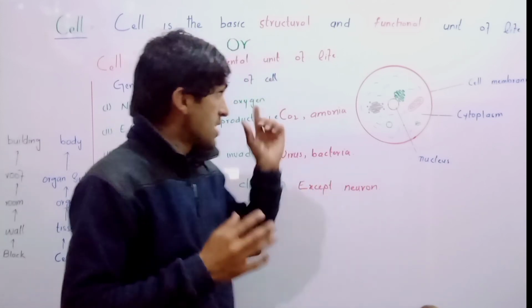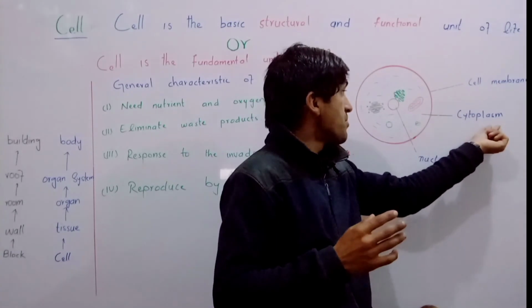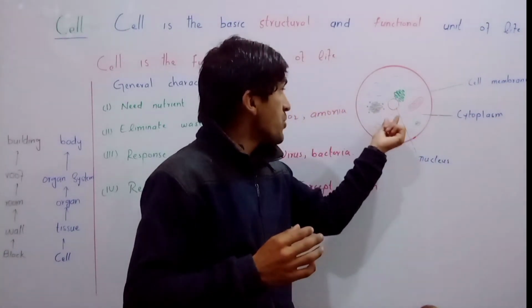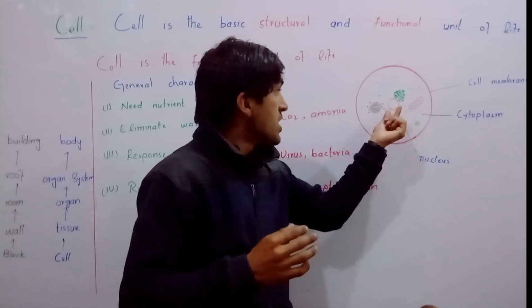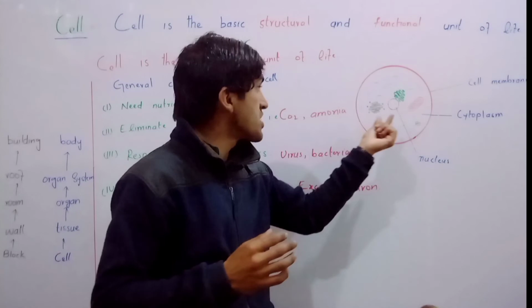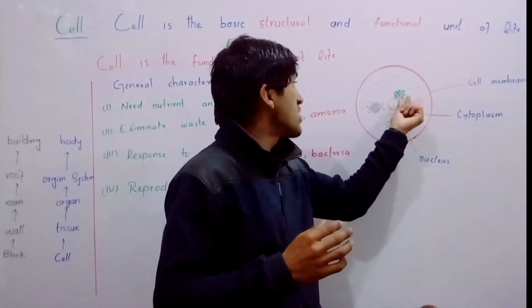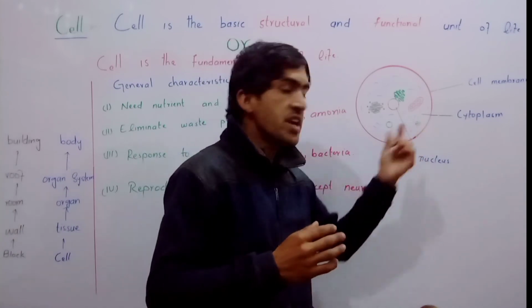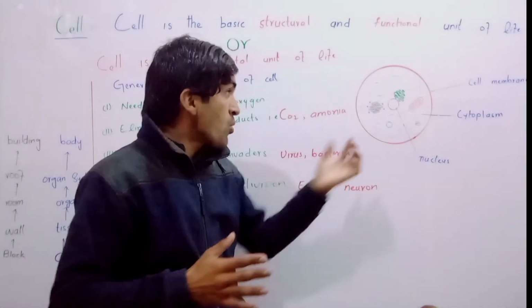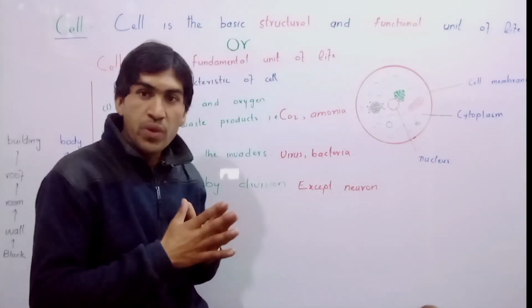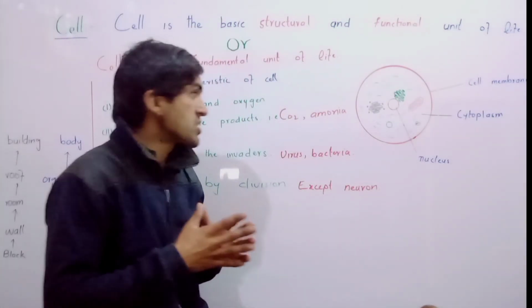The next one is cytoplasm. The cytoplasm is the jelly-like liquid portion of the cell. It contains various organelles such as mitochondria, endoplasmic reticulum, Golgi body, lysosome, ribosome, etc. It provides a medium for the various biological reactions.